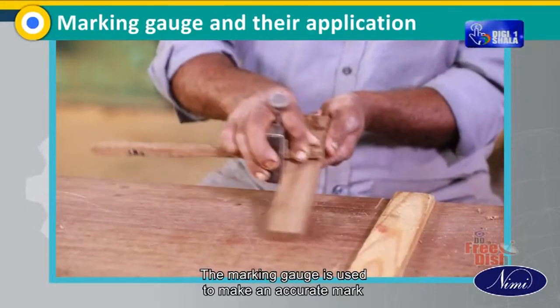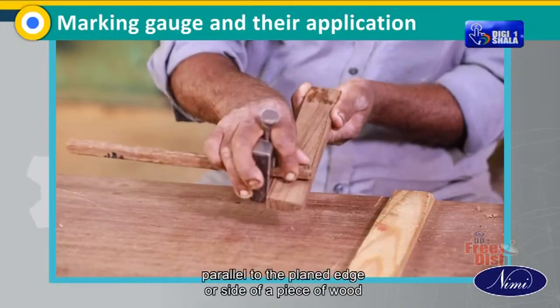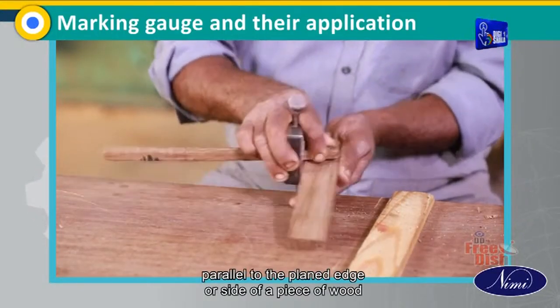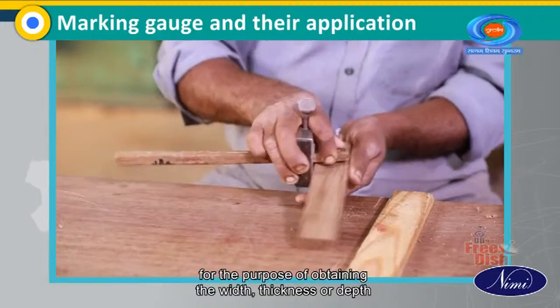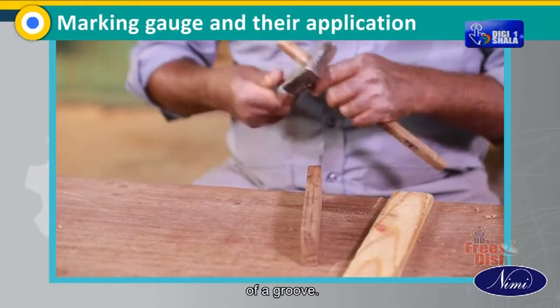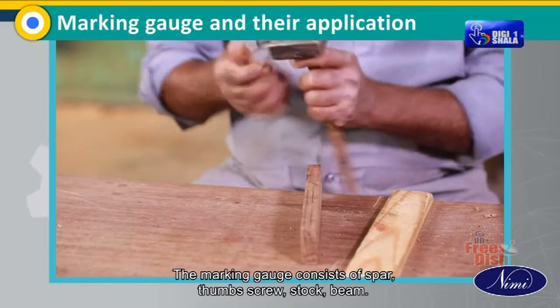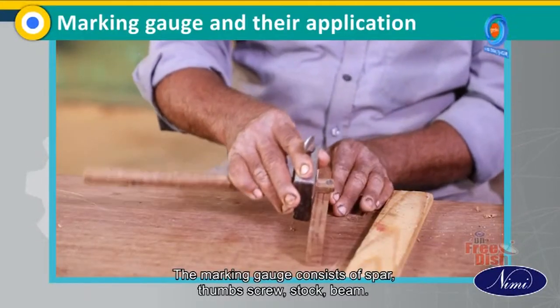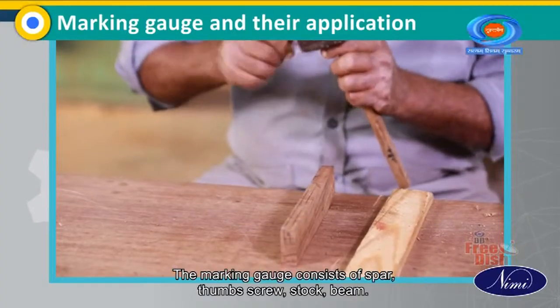The marking gauge is used to make an accurate mark parallel to the planed edge or side of a piece of wood for the purpose of obtaining the width, thickness, or depth of a groove. The marking gauge consists of spur, thumb screw, stock, beam.